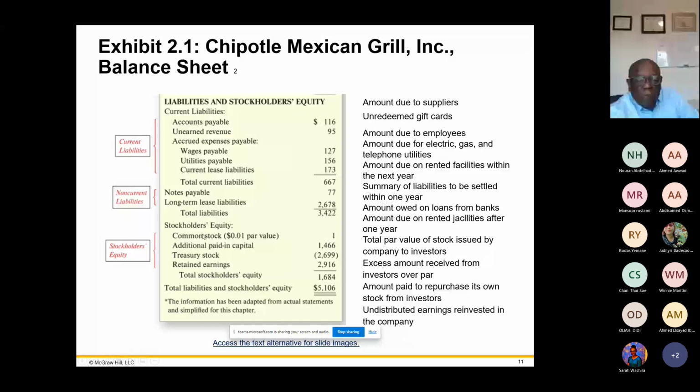Then we have the stockholders' equity: common stock, additional paid-in capital, treasury stock, retained earnings, and then total stockholders' equity will be this. So adding everything up will now give us the same numbers. If you recall, the total assets were 5,106. Yes, 5,106. So the total liabilities and equity is the same thing.